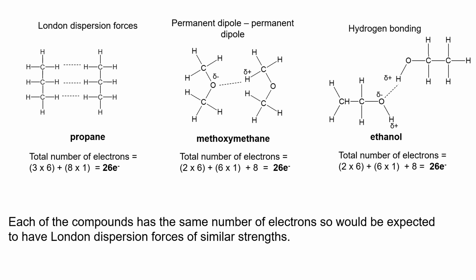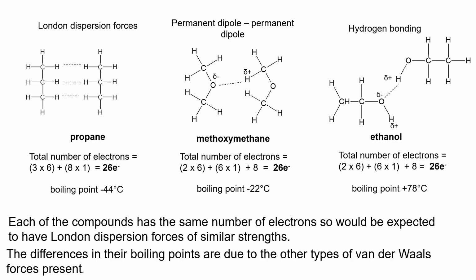So if we relate this to the boiling point, well, propane has the weakest forces between the molecules, London dispersion forces, so it will have the lowest boiling point at -44 degrees Celsius. Methoxymethane will have the next highest one because the permanent dipole interactions are stronger, at -22. But because ethanol has hydrogen bonding between its molecules, it will have the highest boiling point with +78 degrees Celsius. So we can say that rather than being different in terms of their electrons, the differences in their boiling points are due to other types of van der Waals forces present.